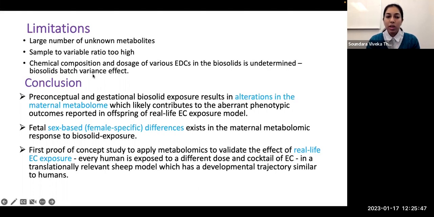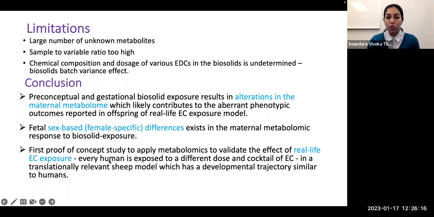So to conclude, the preconceptional and gestational exposure to biosolids results in alterations in the maternal metabolome, which could be contributing to the aberrant phenotypic changes noted earlier in this real-life EC exposure model. We also observed fetal sex-specific differences, primarily female-specific differences in the maternal metabolome in response to biosolid exposure, although the exact mechanism of this needs to be explored further.